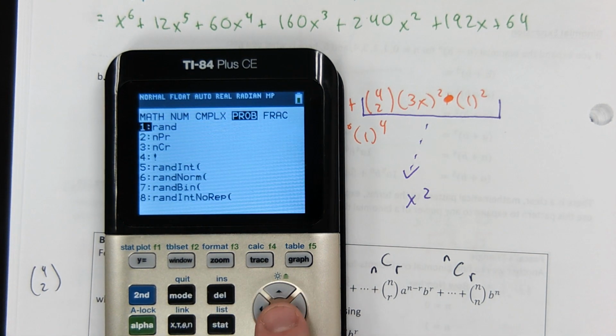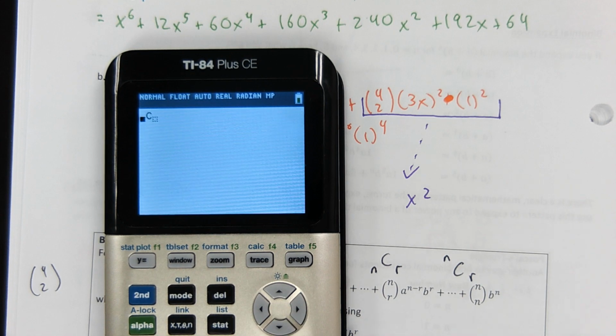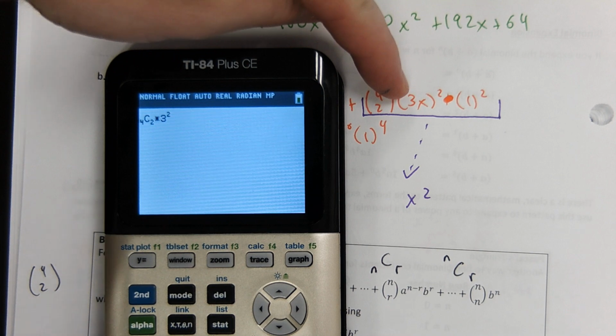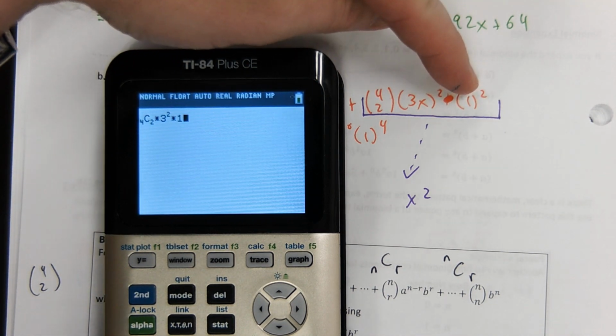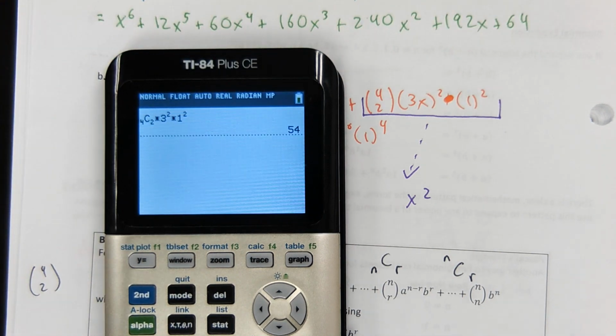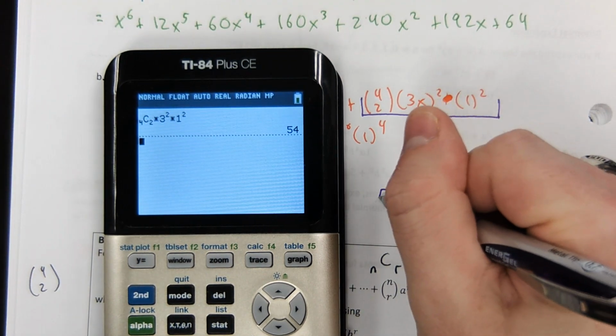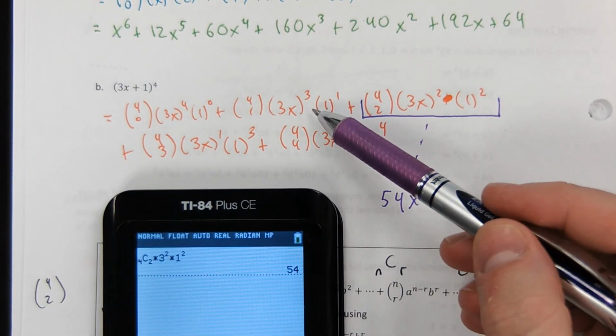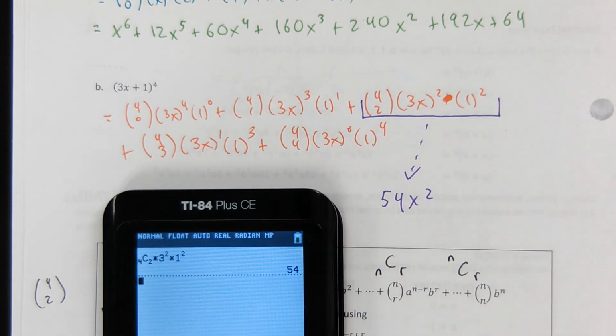Math, prob, NCR. So I'm going to do 4 choose 2 times 3 squared. And if you care, times 1 squared is 54. And you could find any term in the expansion that way. Like if I wanted to do this one, 4 choose 1 times 3 to the third, I could do that one and get 128. You just need to know how to use the technology. Oh boy.